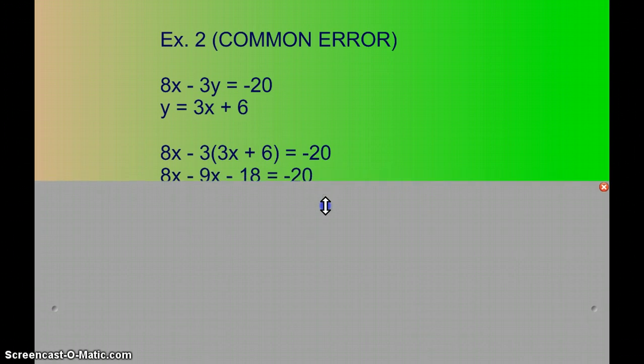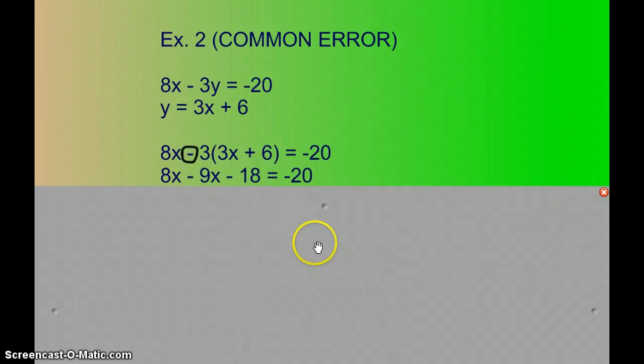Now I see a parenthesis, so I'm going to distribute. This is our common error. We need to make sure we're being careful with our signs. This 3 carries a negative sign with it. So when I go to distribute, I have to consider that a negative 3, which gives me 8x minus 9x minus 18.